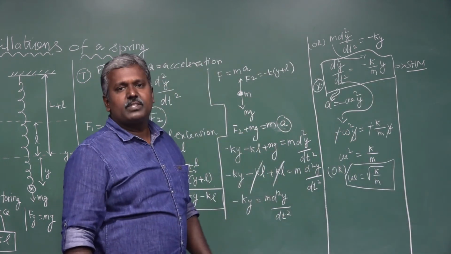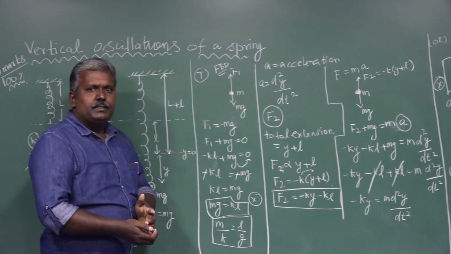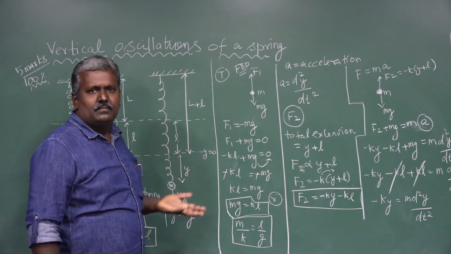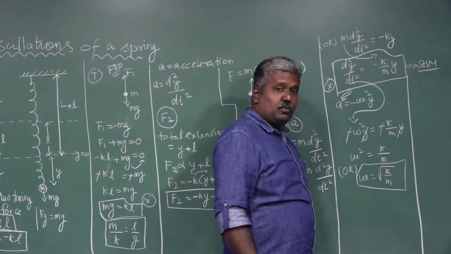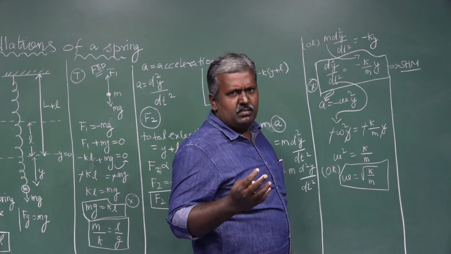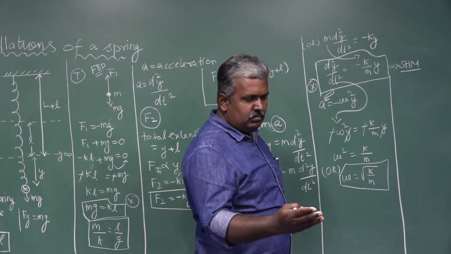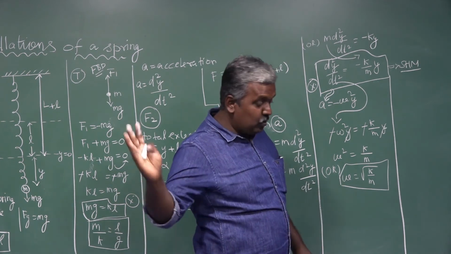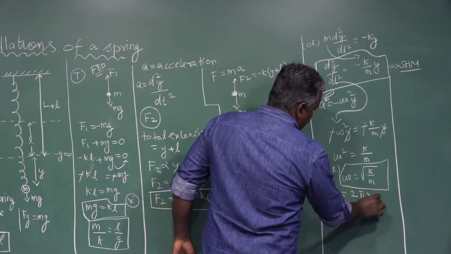What is the motivation of this question? To find the time period of oscillations. Very good. So omega is the root of k by m. At the same time, we have one of the famous simplest formulas for omega. What is the formula for omega? 2 pi nu. Correct. So omega is equal to 2 pi nu.